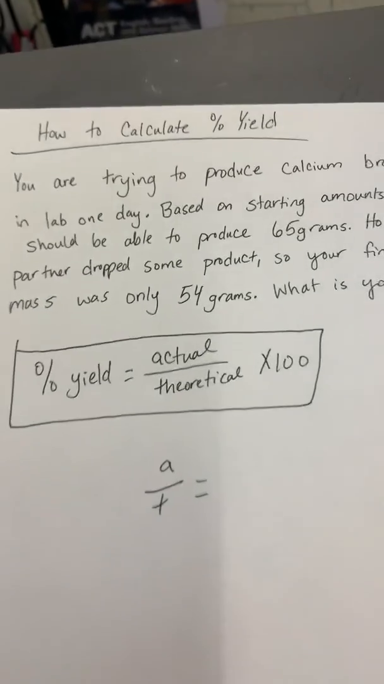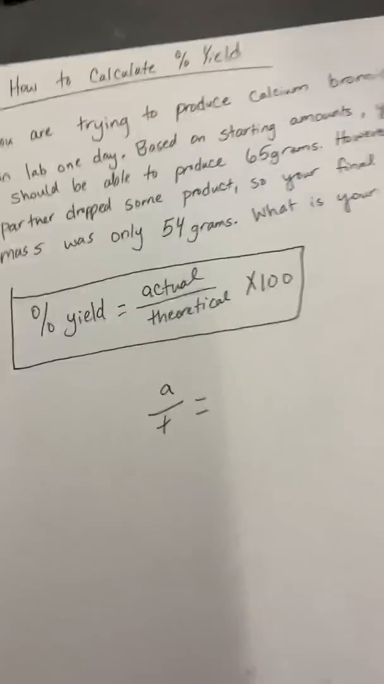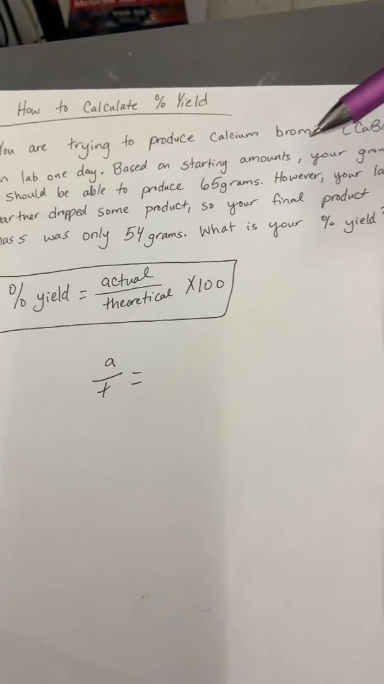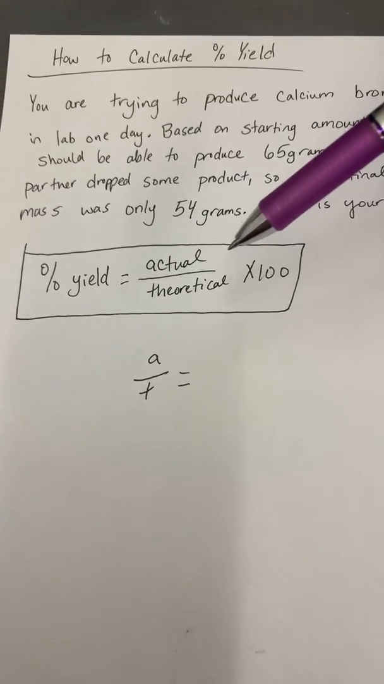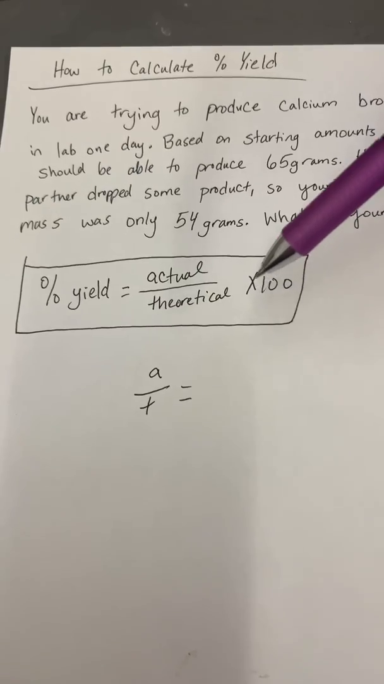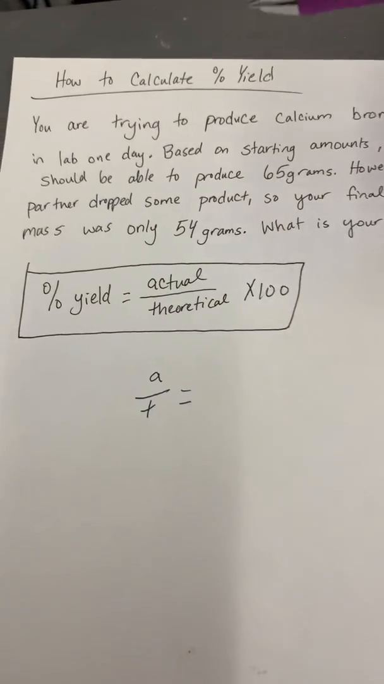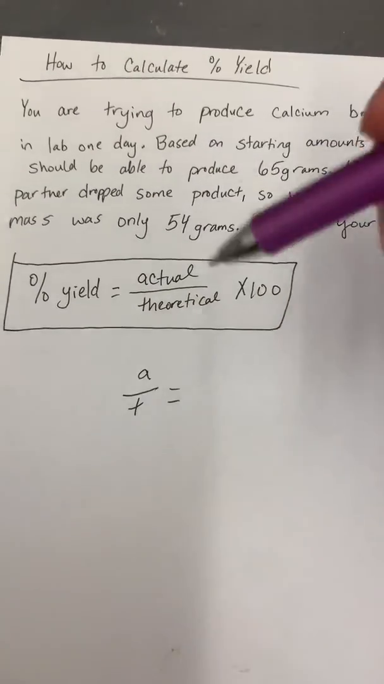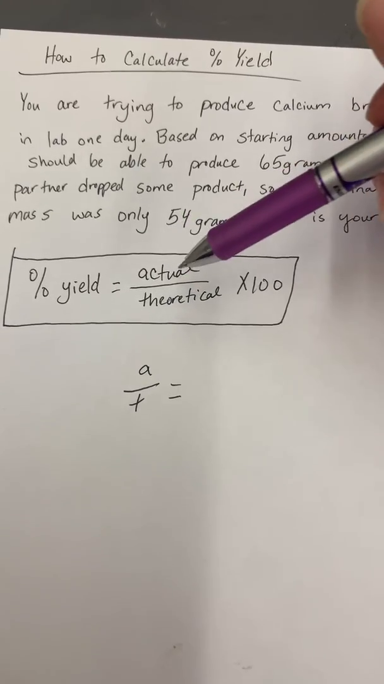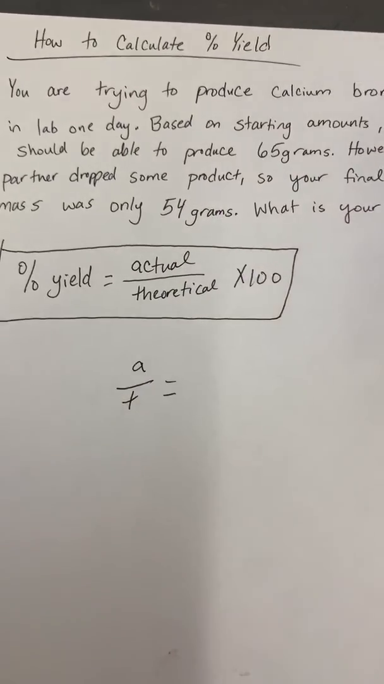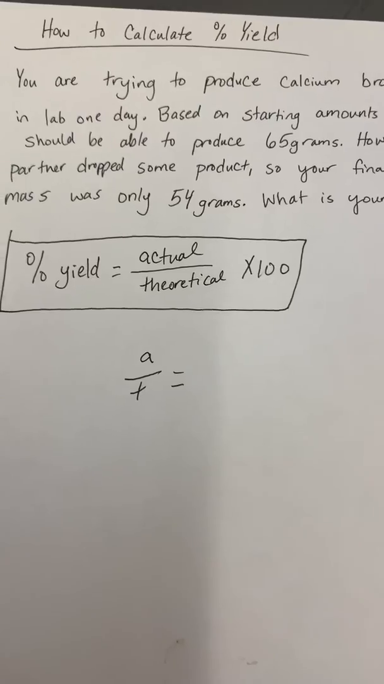This video is how to calculate percent yield. These are very simple little problems. Your formula is right here. It's just dividing two numbers and then you multiply by 100 to make it a percentage. So your formula, the percent yield, equals actual yield over theoretical yield times 100.